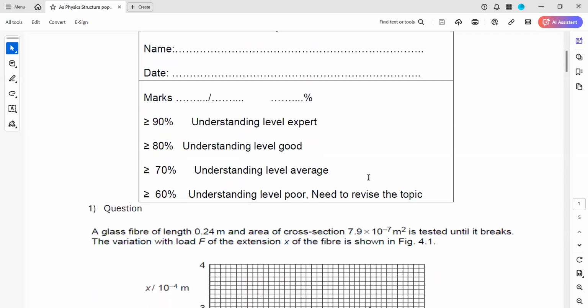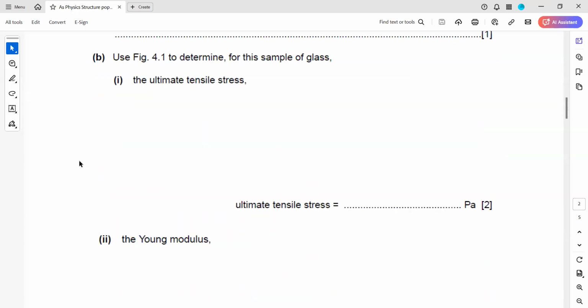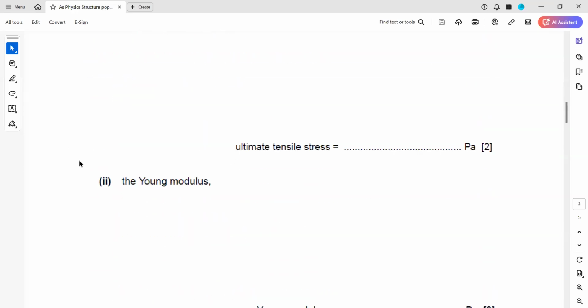The structure pop quiz. Any doubt? Question 1. Question 1, any doubt? Questions 2 and 3.